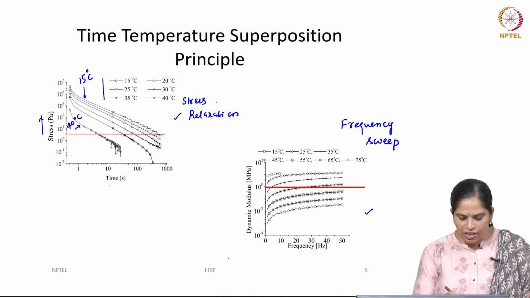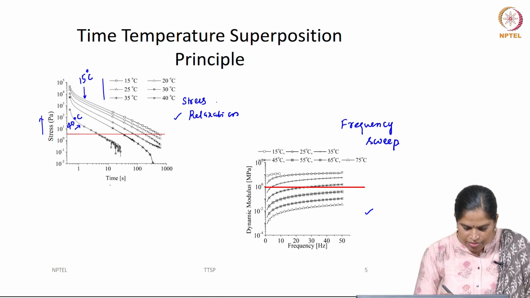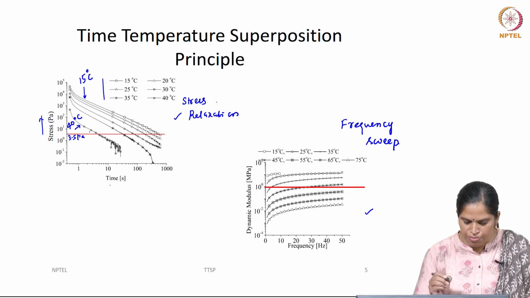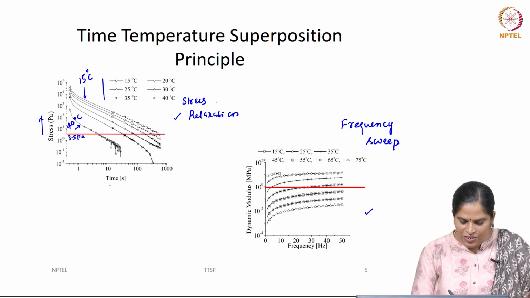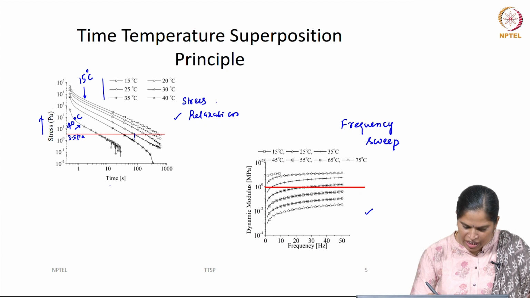Now, if you take an example of a stress value here, which is given in Pascal, this is nearing 3.5 Pascal. Nearing 3.5 Pascal, the stress relaxed from a maximum value to 3.5 Pascal after, if you see the time scale for 35 degrees Celsius, maybe after 90 seconds.